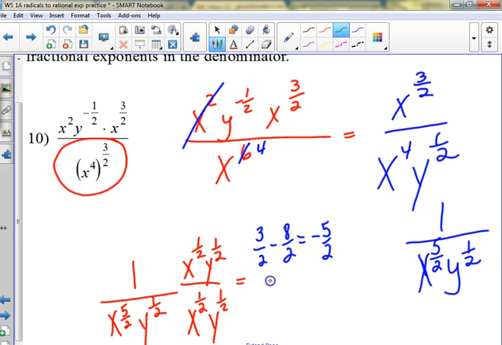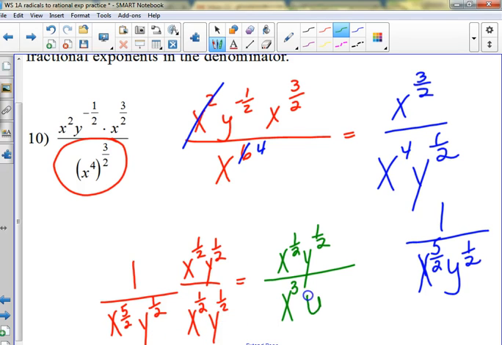Okay, so what do we get on the top? Yes, x to the 1 half and y to the 1 half. What happens down here, though? This becomes x to the 6 halves, which is x cubed, and y to the 2 halves, which is y. Why can't you leave a fraction in the denominator?